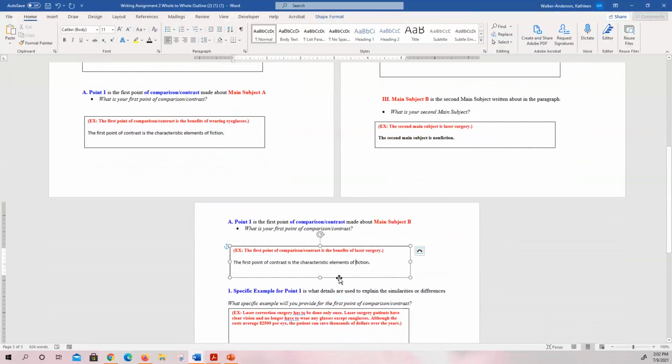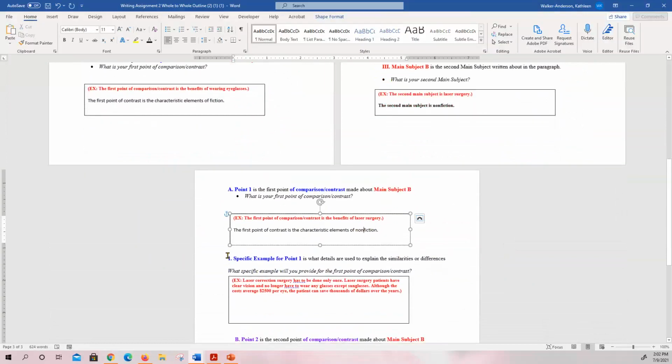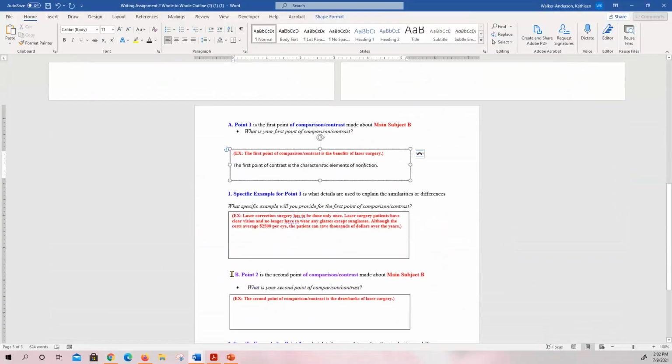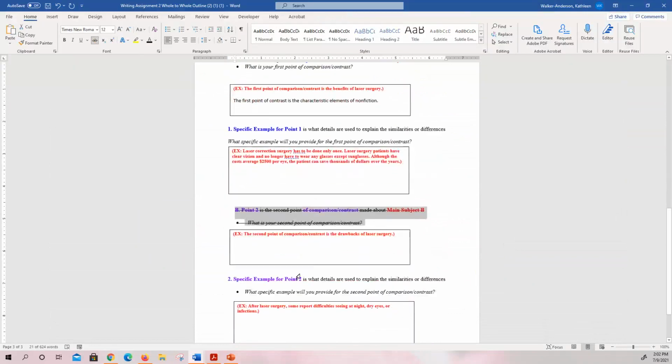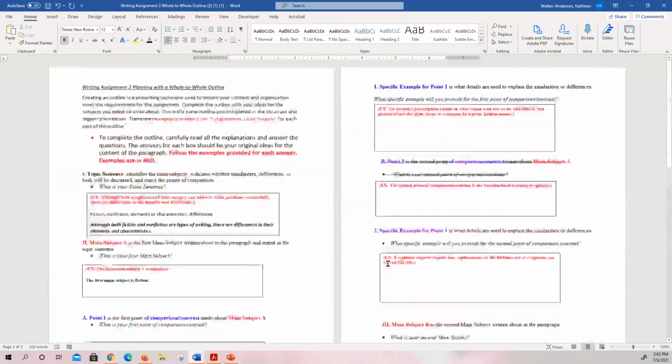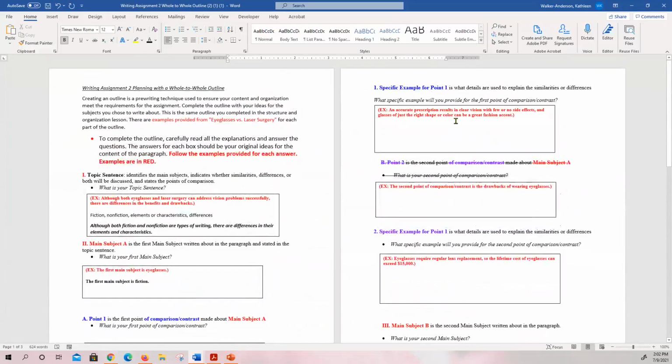I'm going to do the same thing over here that I did with the first part. Because I only have one general category or point of comparison or contrast, I'm going to extend my examples. So I'm going to take out the second point, strike that out to remind myself I'm not doing that, and extend the examples for the first point.